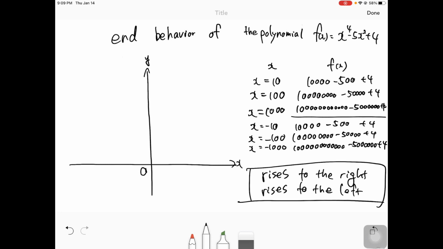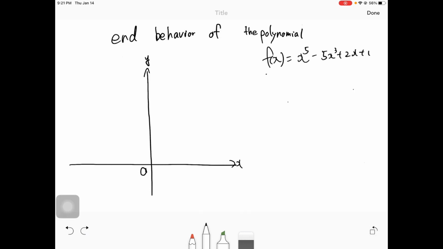But did you notice that actually I plugged the x value into the whole f of x, but obviously you didn't need to plug in here, and this term doesn't affect the whole value of f of x. So what I wanted to say is, if you want to know the end behavior of a polynomial, you just need to plug into the term with the highest degree.